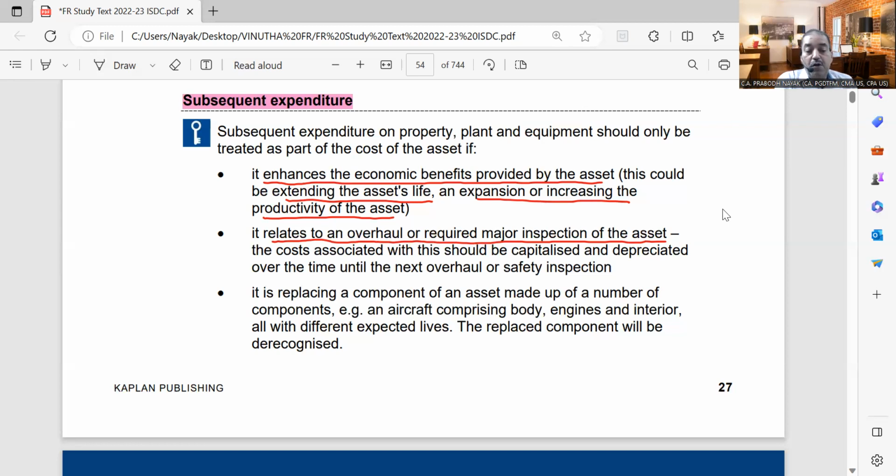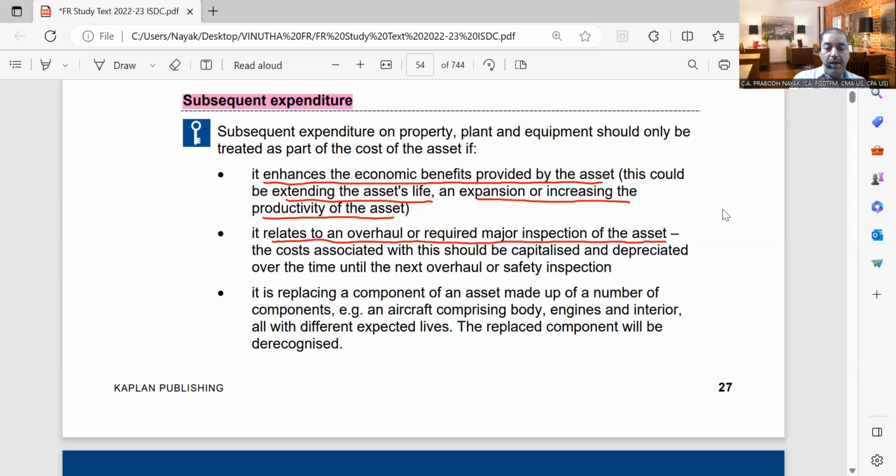Third, it is replacing a component of an asset made up of a number of components. Again, example, aircraft. In an aircraft, you have the body, the engine, the tires, the interiors, the cabin of the pilot. You have the entire electronic console over there. So all these things are different components of the same aircraft. So one component is being replaced. Let us say the inside seats are being replaced. Then it is to be added to the cost of the asset.